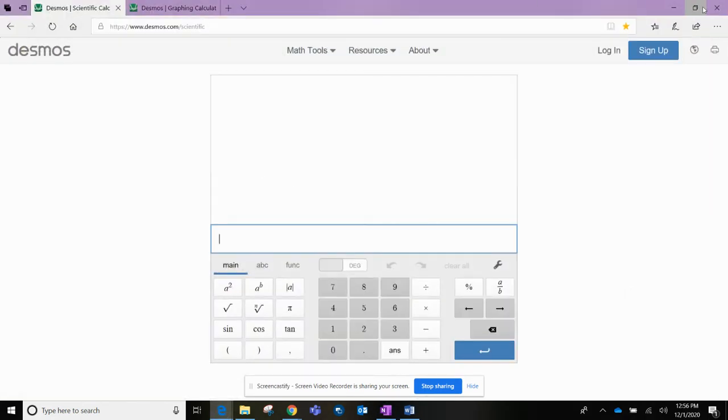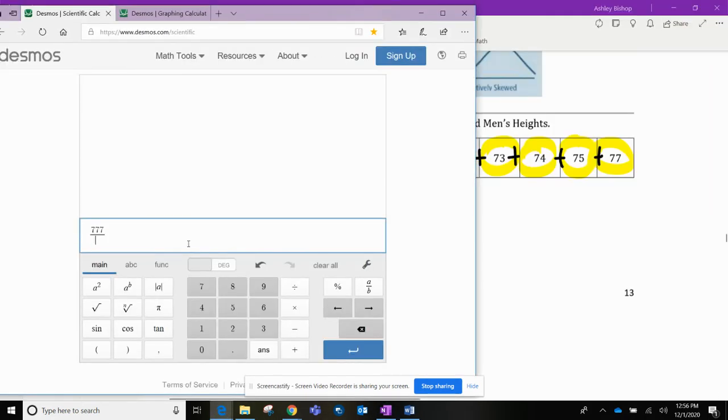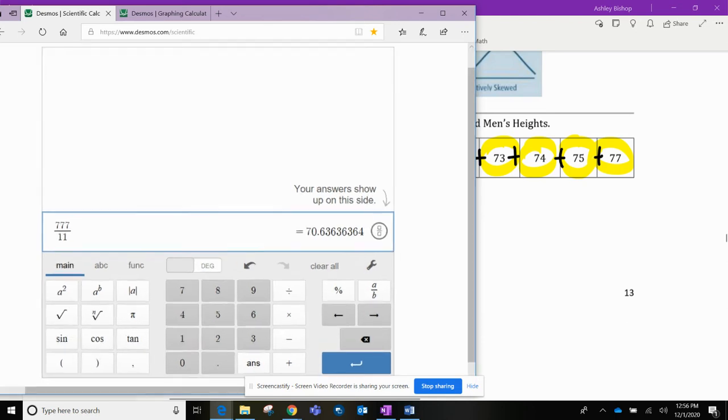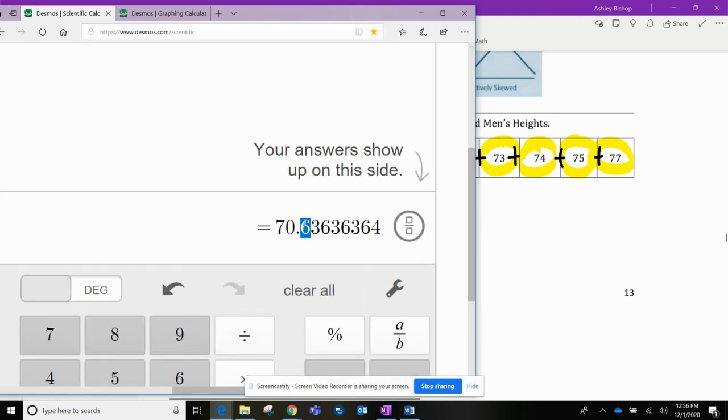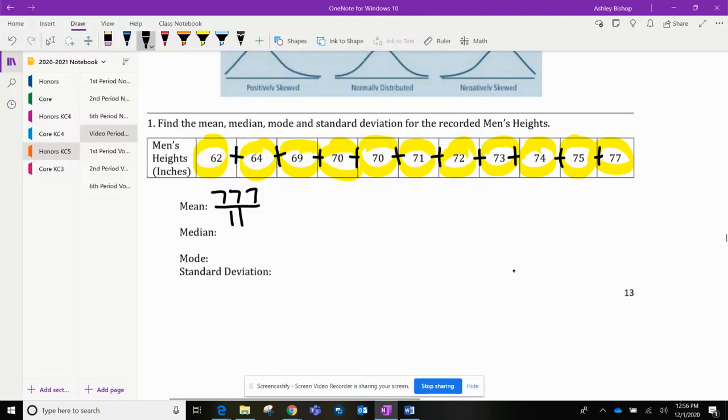I'm going to go to my calculator. I'm going to do 777 divided by 11. And we are always going to round to one decimal place. So to one decimal place, this will give me 70.6. So my mean here is 70.6. And my mean is my average. So that means the average height of these men is 70.6 inches.